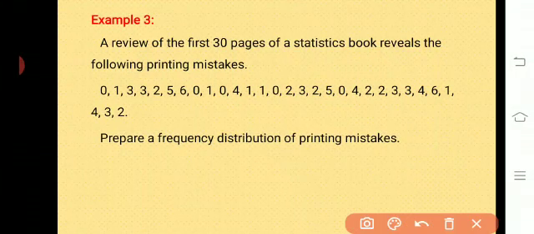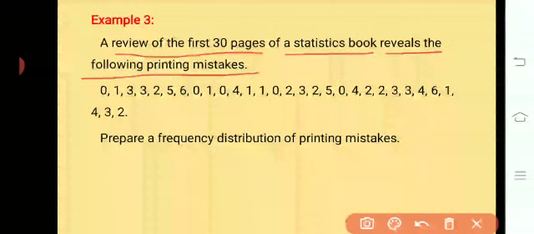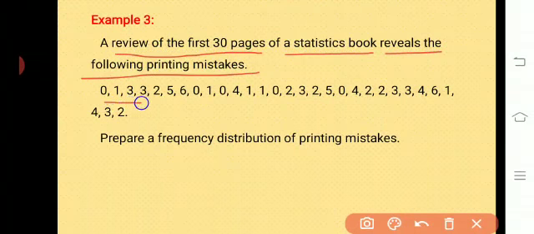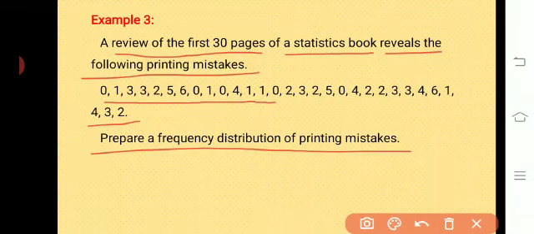Now let's move to the next question on the formation of a discrete frequency table. Here the question is: a review of the first 30 pages of a statistics book reveals the following printing mistakes, and here the data is given: 0, 1, 3, 3, 2, 5, 6, 0, 1, 0 and so on up to 4, 3 and 2. Prepare a frequency distribution of printing mistakes.